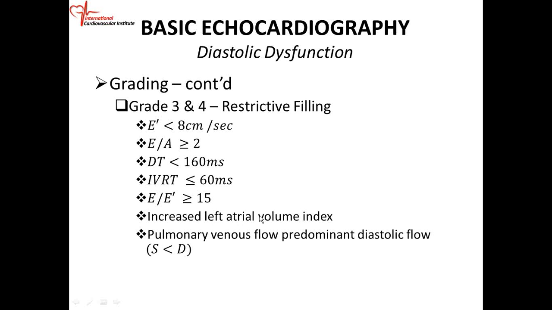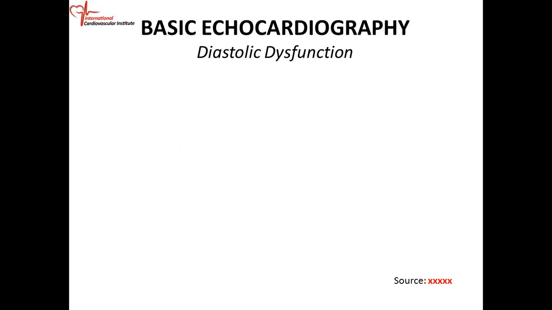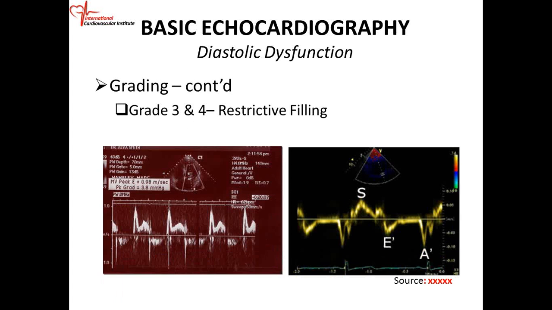So we talk about left atrial volume index. And then when you do your pulmonary vein flow, you have diastolic predominance. The diastolic component is much larger than the systolic component. So this is your grade 3 and 4 diastolic dysfunction, restrictive physiology. We call it restrictive physiology. And it looks like this, okay?